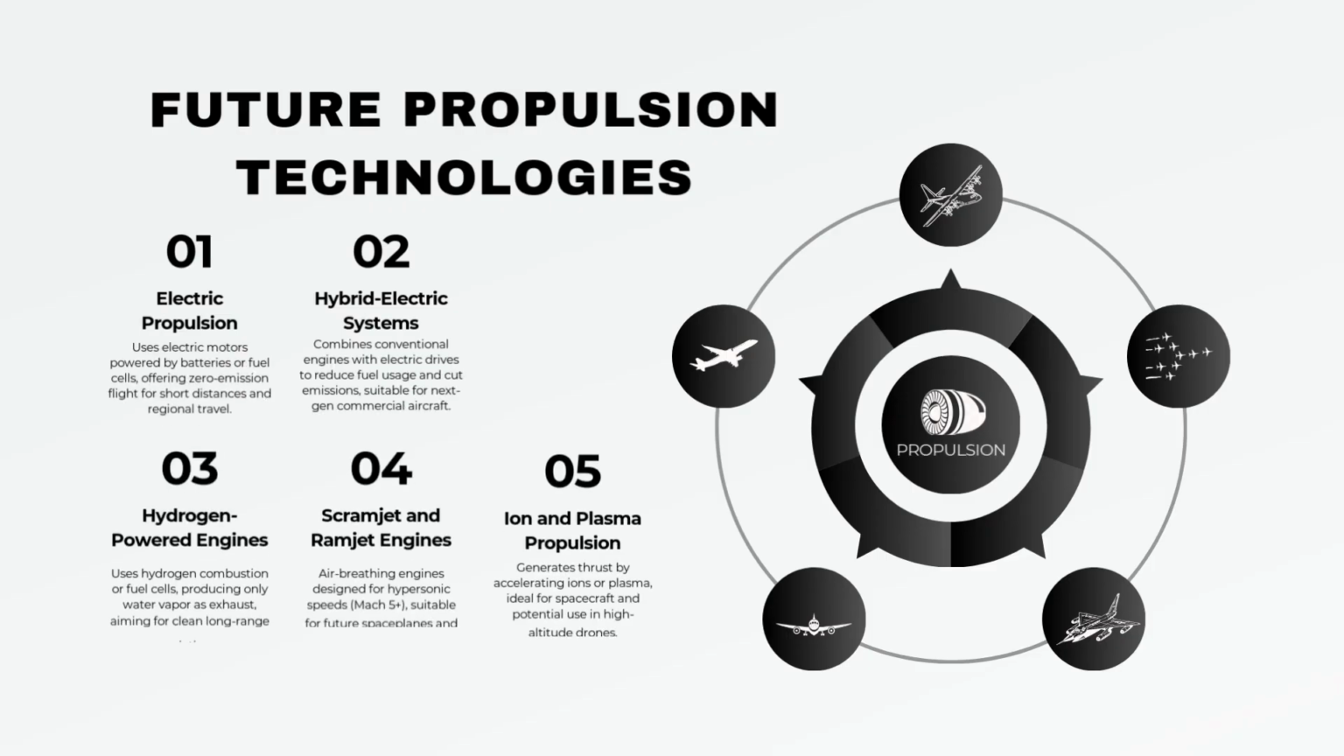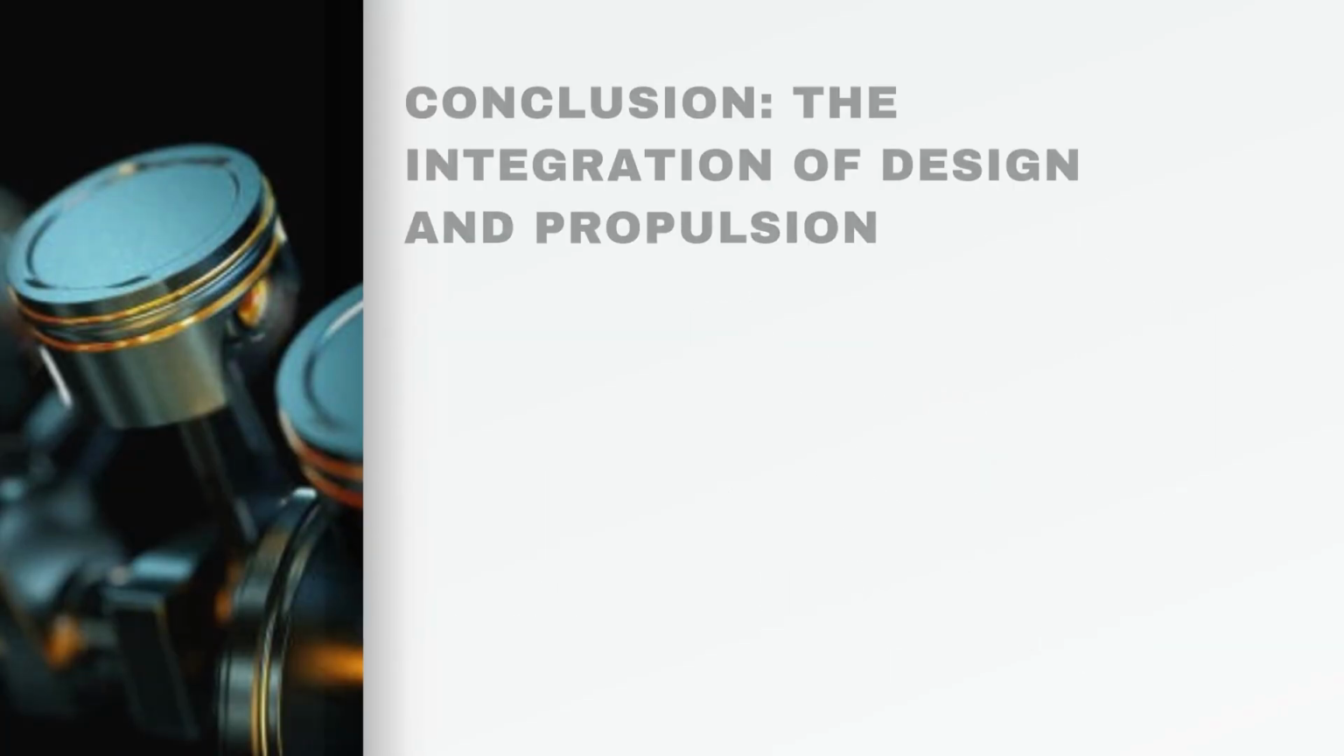Future propulsion technologies. The future is exciting. Electric propulsion offers zero-emission flights for short distances. Hybrid electric systems cut fuel use in bigger planes. Hydrogen engines release only water vapor. Scramjets and ramjets are for ultra-fast flights and space travel. Ion and plasma engines may even power drones and spacecraft in the future.